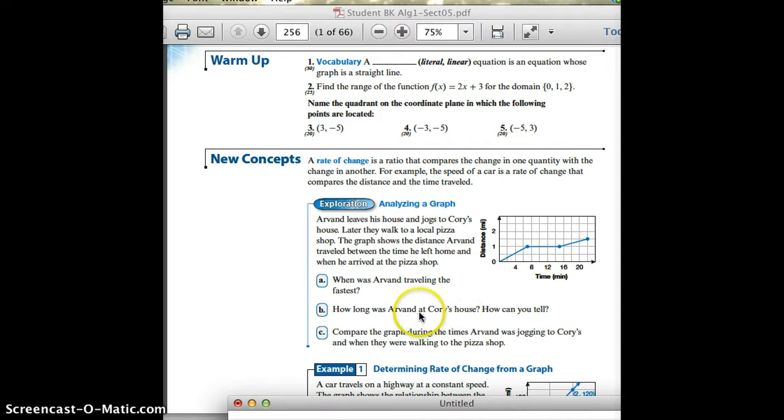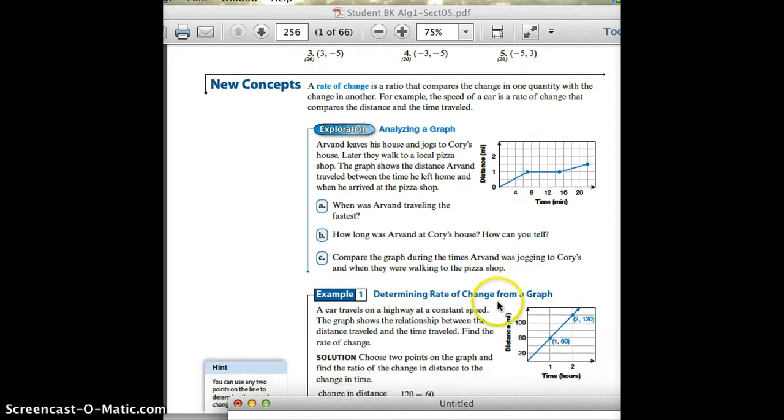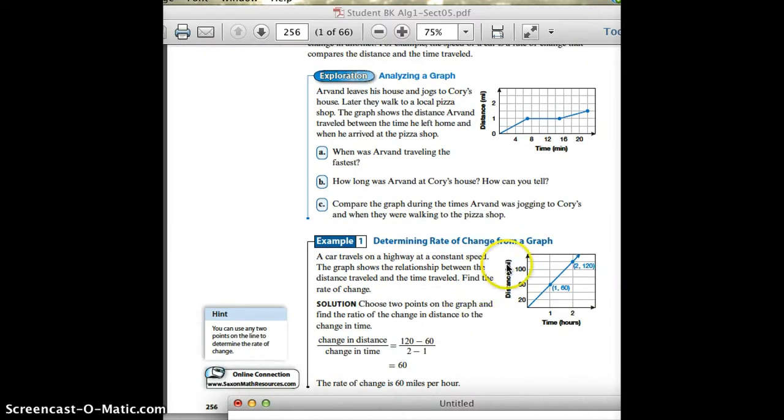How long was he at Corey's house? Well, where was he still? Where was he not going any distance? From here to here, so 7 to about 15. So that's about 8 minutes. How can you tell? Because he's not going any further. He's staying still. Compare the graph during the times Arvon was jogging to Corey's and when they were walking to the pizza shop. He's jogging here, walking here. The rate of change, he's going a lot faster here, whereas with this smaller slope he's just walking very casually.